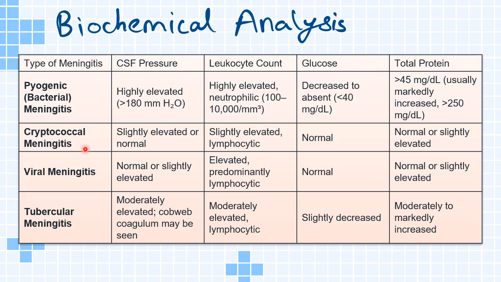In cryptococcal meningitis, pressure is normal or slightly elevated. Lymphocytes predominate, glucose remains normal, and protein is normal or slightly elevated. In viral meningitis, it is lymphocyte predominant, glucose remains normal, and protein is normal or slightly elevated. In tubercular meningitis, the pressure is moderately elevated and may show cobweb coagulum formation. Lymphocyte predominant, glucose is slightly decreased, and proteins are increased.